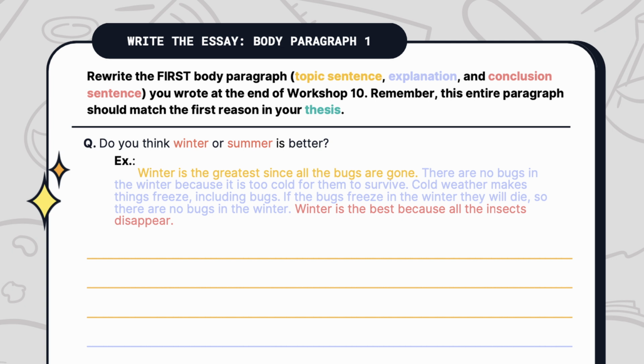Winter is the greatest since all the bugs are gone. There are no bugs in the winter because it is too cold for them to survive. Cold weather makes things freeze, including bugs. If the bugs freeze in the winter, they will die, so there are no bugs in the winter. Winter is the best because all the insects disappear.